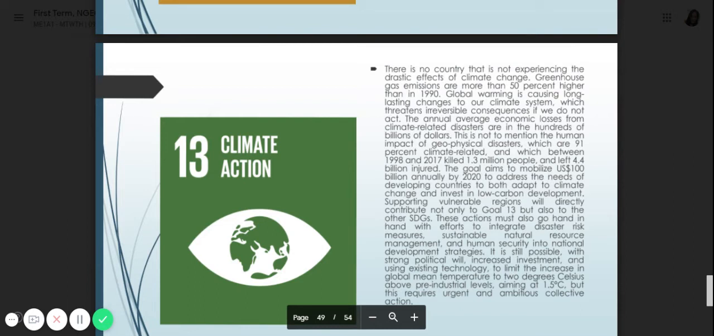Number 13, climate action. Of course, with global warming and climate change, we need to have climate action. There is no country that is not experiencing the drastic effect of climate change. Greenhouse gas emissions are more than 50% higher than in 1990. Global warming is causing long-lasting changes to our climate system, which threatens irreversible consequences if we do not act. That's why we have a lot of climate action to do for our Mother Earth. It is still possible, with strong political will, increased investment, and using existing technology, to limit the increase in global mean temperature to 2 degrees. That's why we have to plant more trees. This will also help us.